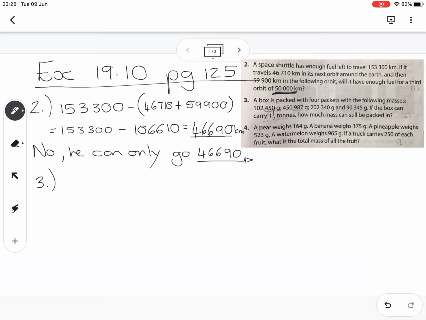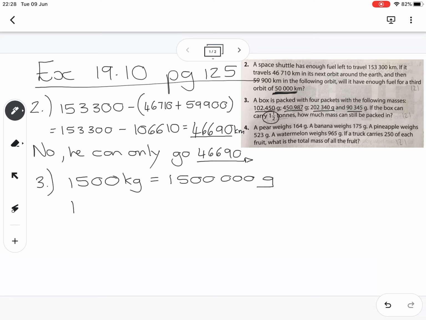Number 3, a box packed with 4 packets with the following masses. So now you've got all of these given in grams, these 4 masses. If the box can carry 1.5 tons, how much mass can still be packed in? So again, it's a subtraction sum. I wouldn't work with tons and grams. When you work with mass, you always have to make sure that it's all in the same unit. So 1.5 tons is 1,500 kilograms, because remember, a ton is 1,000 kilograms. But all the other numbers are given in grams, so it's even better to multiply by 1,000. This is 1.5 tons written in grams.